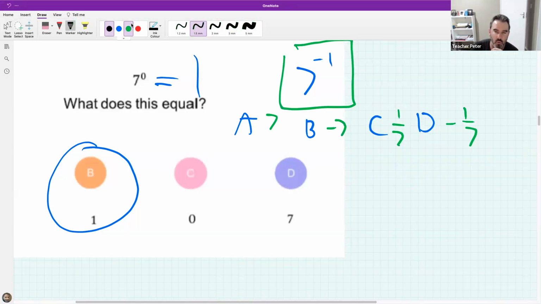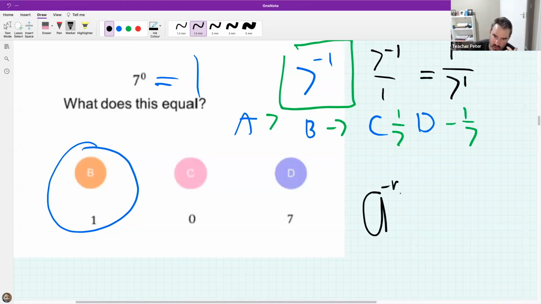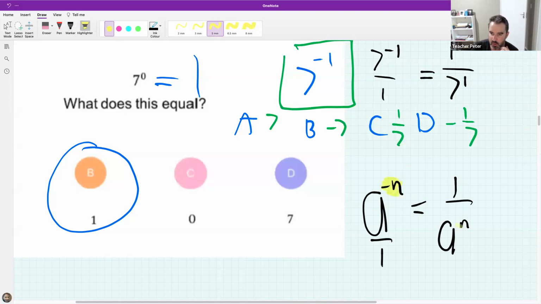So what this question is checking is, do you understand how to change a negative exponent to a positive exponent? And so if you bring the 7 to the minus 1 below the line, it becomes positive. There's a definition that we learn about in this topic, which says the following. It says, if you have a negative power, if you move it below or if you move it up, it will change the sign of that power.